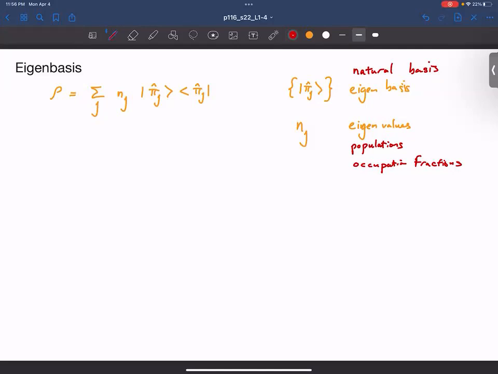The right way to think about what's happening inside of this eigenbasis is that N_j is forming a probability distribution over the states pi. By state, let's say, to be a little more consistent with terminology, measuring outcome corresponding to pi j.